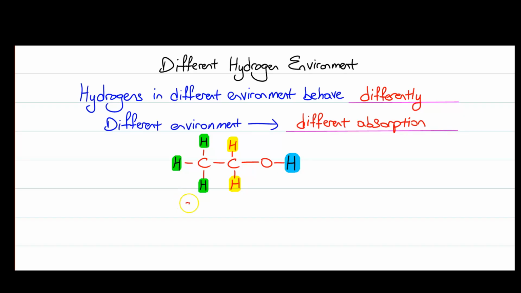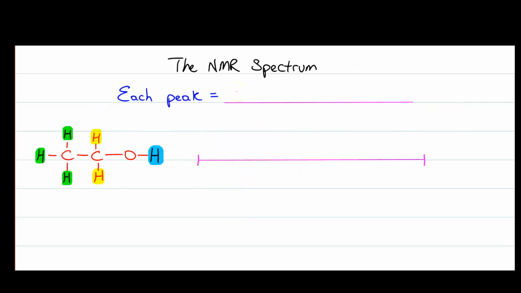Let's take the example of ethanol. We have CH3 hydrogens, CH2 hydrogens, and OH hydrogens. The NMR instrument provides a spectrum with peaks. Each peak corresponds to hydrogen nuclei absorbing energy in a specific environment. Each peak equals energy absorption. Considering the example of ethanol, we expect 3 peaks.